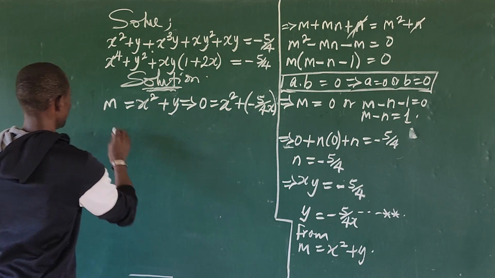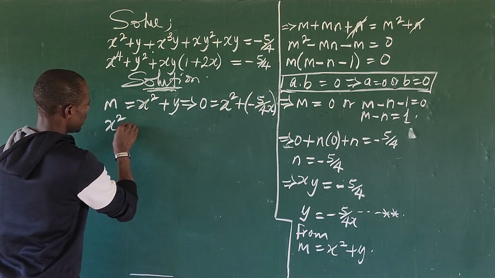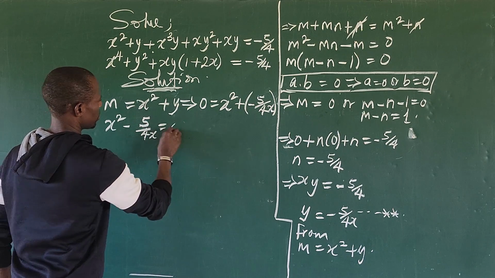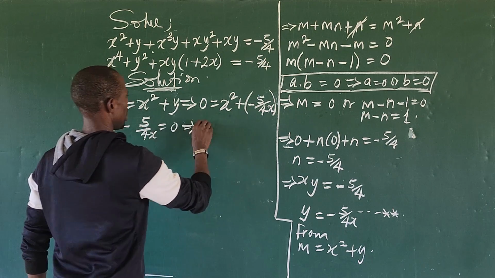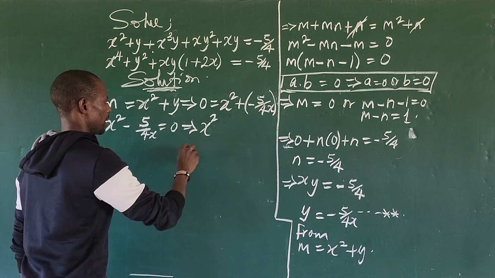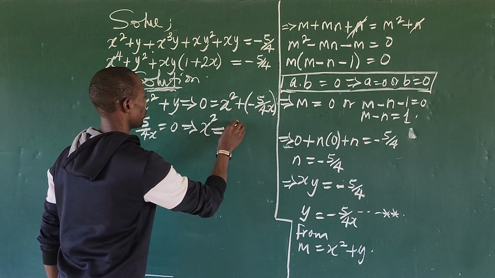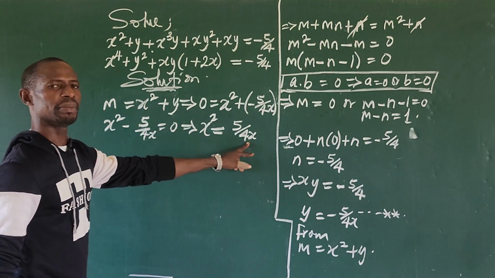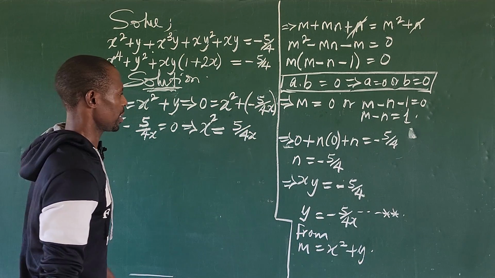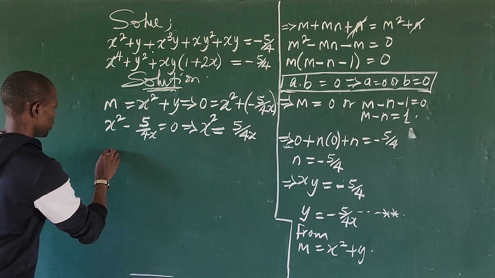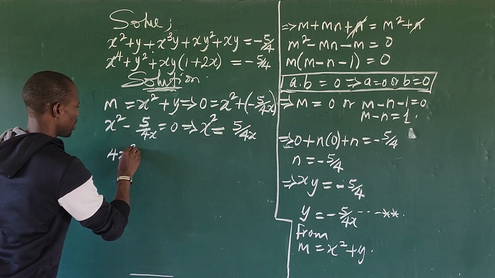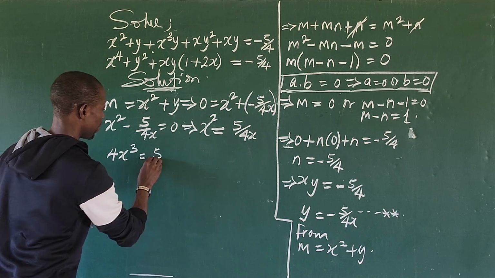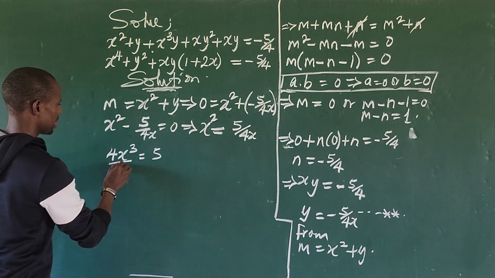So if we rearrange this, we're going to have x squared minus 5 all over 4x equals 0, which now implies our x to the power of 2 is equal to 5 all over x. Easy. Eliminate this 4x here, so we multiply through by 4x. This gives us 4x to the power of 3 equal to 5. Divide through by 4.